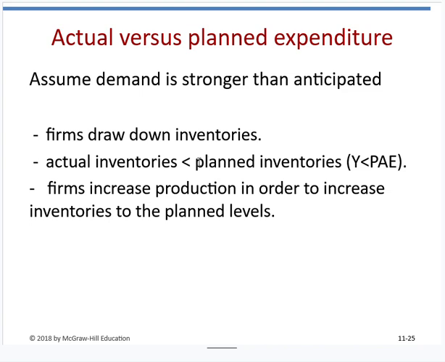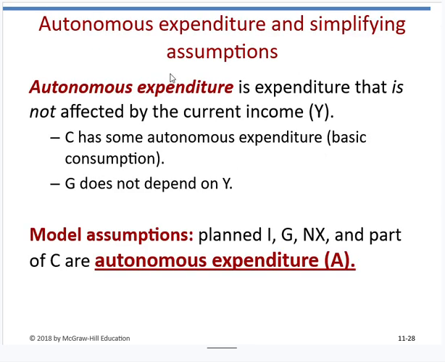And this slide talks about that as well. It goes into detail about that. And right, like we talked about, autonomous expenditures are just basic consumption. Government expenditures do not depend on Y.